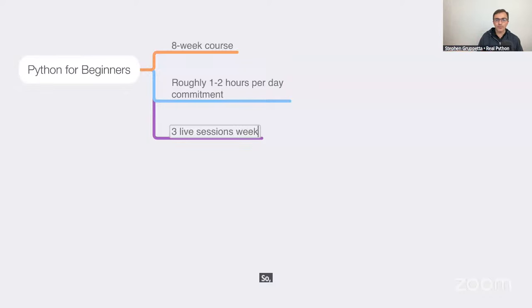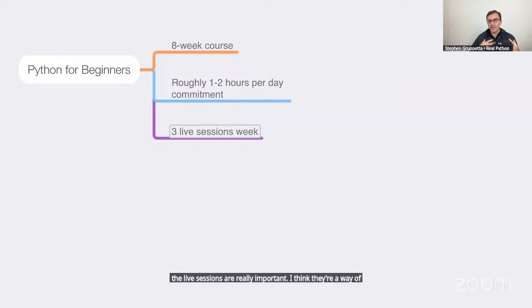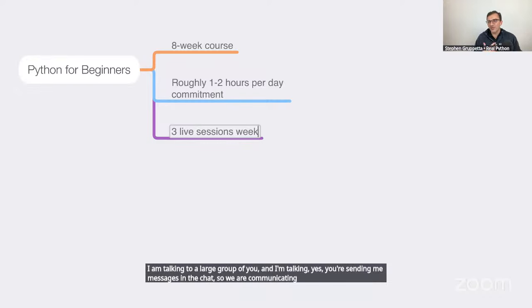So 3 times a week, we'll be meeting live, and the live sessions are really important. I think they're a way of us communicating. They'll be very different from this session because here I am talking to a large group of you. Yes, you're sending me a message in the chat, so we are communicating via the chat, but really, it's mostly me talking at you here.